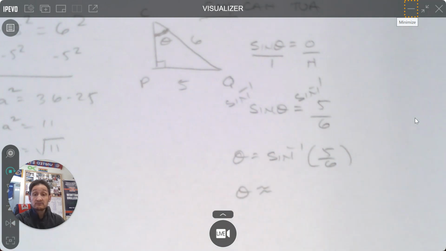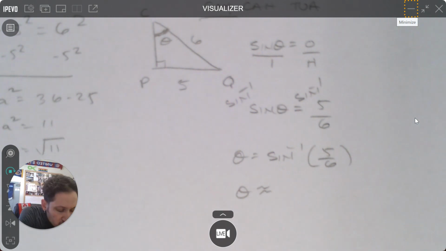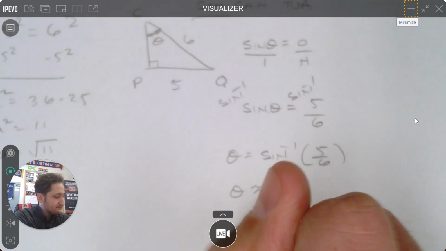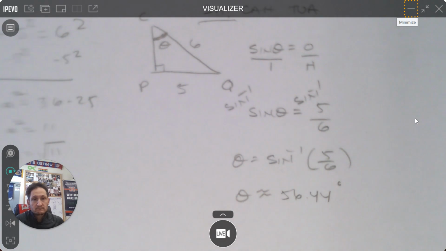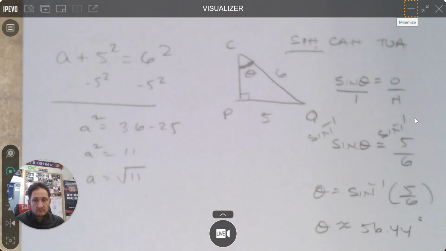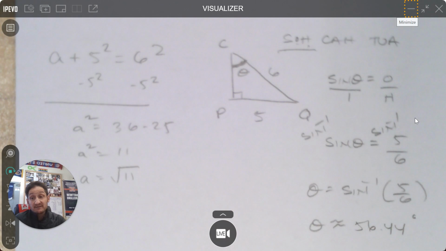This is obviously going to be rounded. I go to my calculator, I press the second button, 5 divided by 6, and I get 56.44-ish degrees. That's the extent of the work we have to do. Pythagorean theorem, right triangle trig. That's it. Tangents make right triangles. Don't overcomplicate it.